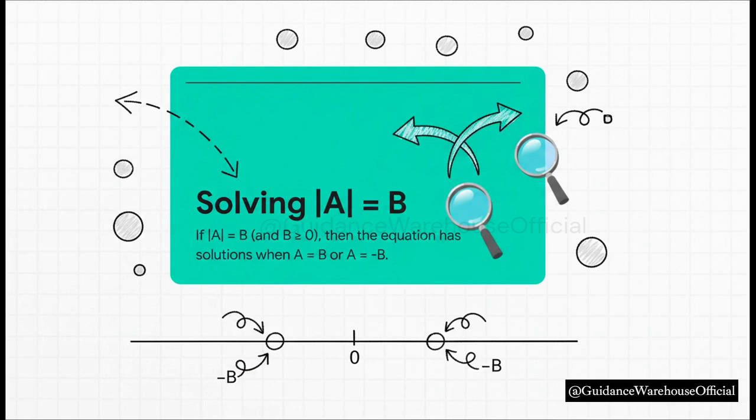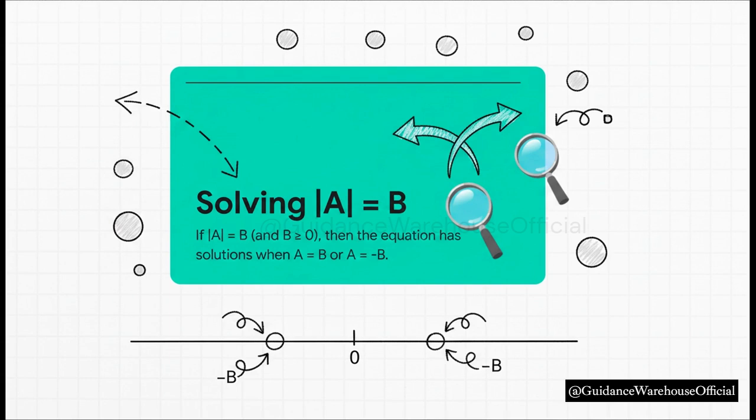This right here is the golden rule for solving these equations. You have to burn this into your brain. If you're saying that the distance of some stuff A from 0 is equal to a number B, it logically means that the stuff inside A could have been either positive B or it could have been negative B, right?